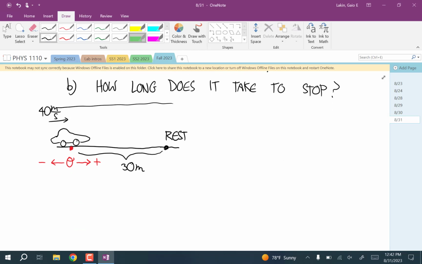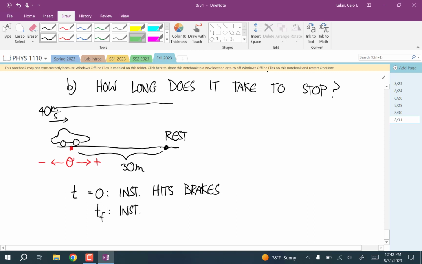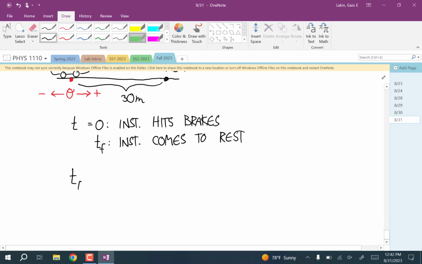So we're going to choose time equals 0 to be the instant the car hits the brakes. And time final is going to be the instant that it comes to rest. And now I'm going to list out these 6 variables so we don't miss any as we go. I'm just going to go down this list and figure out which one we're looking for and which ones we know.